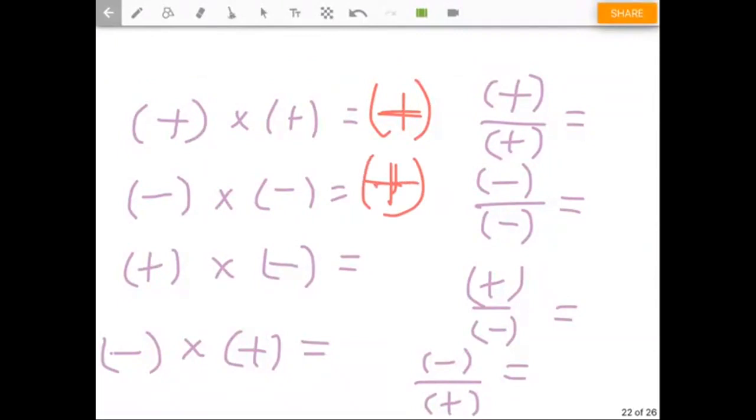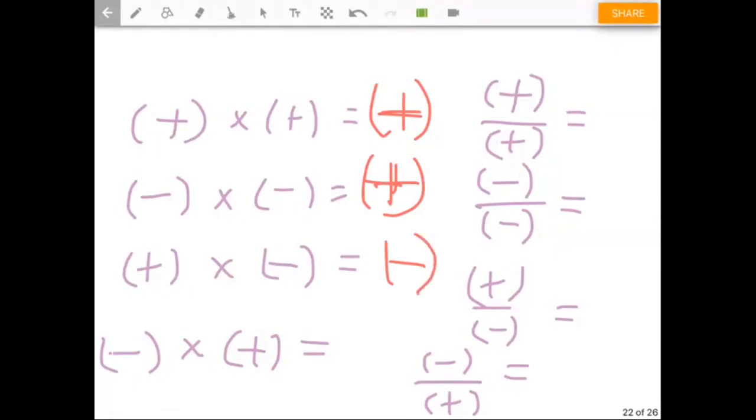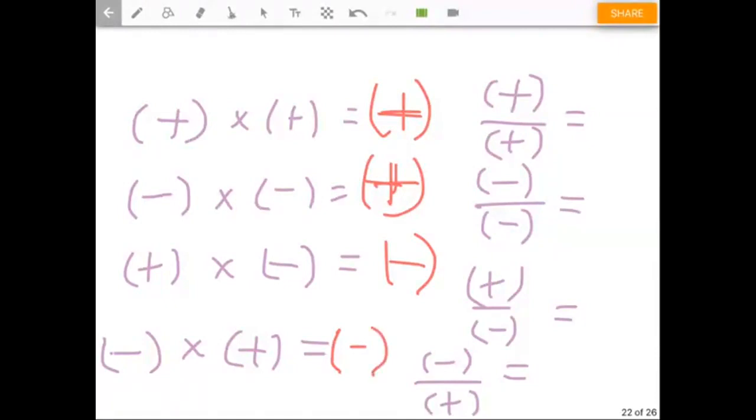And if you have a positive number times a negative number, that's going to be negative. And a negative times a positive, same thing. The same thing is true if you're dividing. A positive number divided by a positive number gives a positive number. A negative divided by a negative gives a positive. A positive divided by a negative gives a negative, and a negative divided by a positive gives a negative. Those are pretty basic.